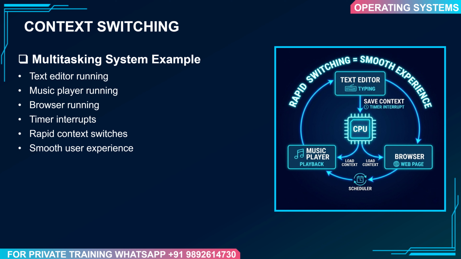To make this concrete, imagine a system running a text editor, a music player, and a browser. You type a character in the editor. A timer interrupt occurs. The OS saves the editor's context. The scheduler selects the music player. Its context is loaded. Music playback continues. Another interrupt occurs. The browser gets CPU time. All of this happens many times per second. The reason everything feels smooth is not because processes run together, but because context switching is fast and precise.